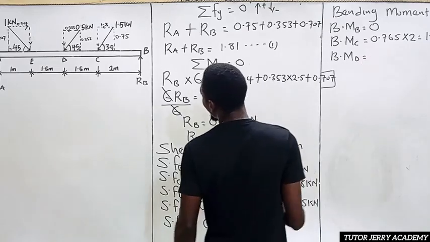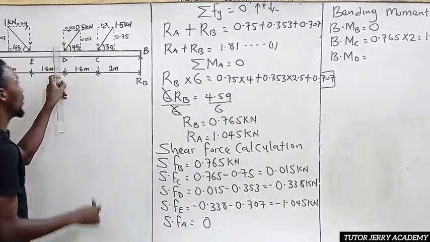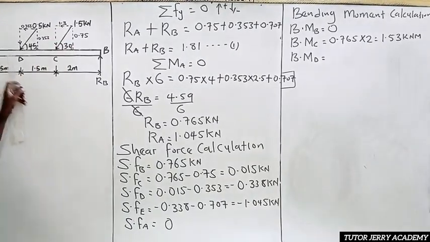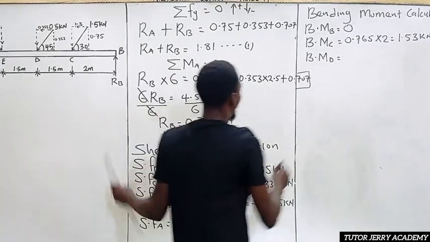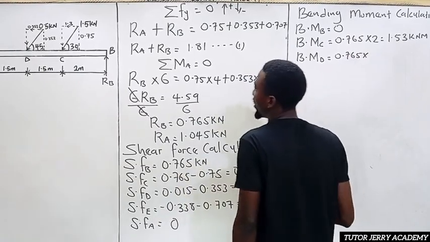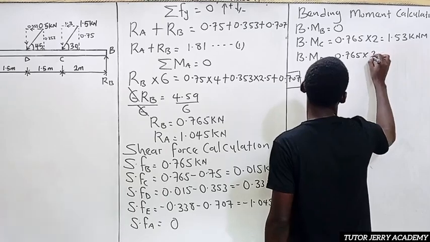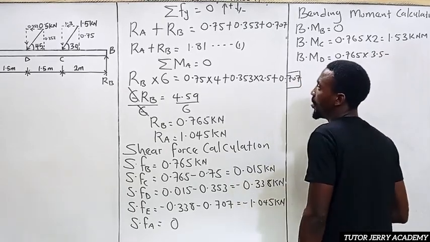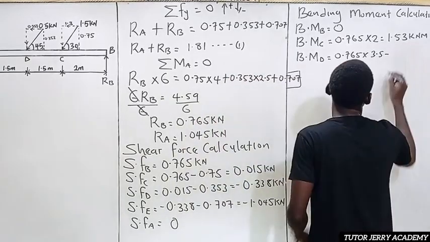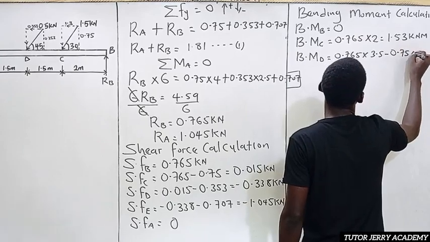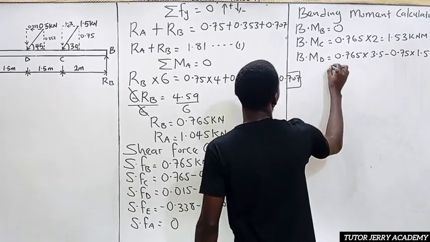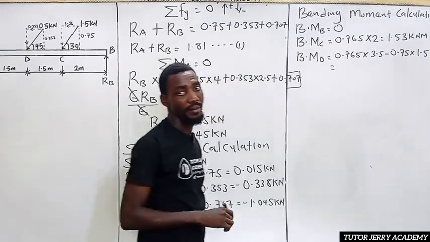All right. So the next one is bending moment at point D. If we stand at point D, we're going to have this force multiplied by the total distance here, and this force multiplied by the total distance. So RB, which is 0.765, multiplied by, what is the distance there? That is 3.5, minus 0.75 multiplied by 1.5. All right. So if we do the math, what are we going to have?